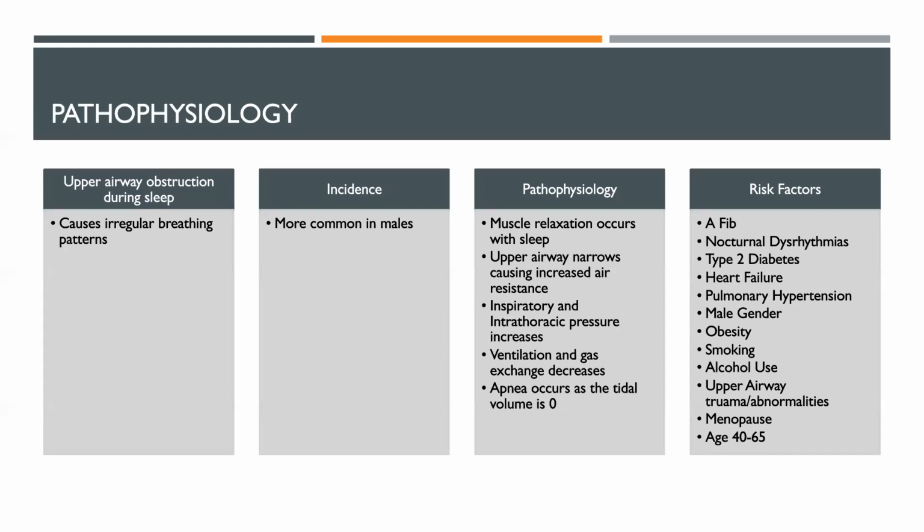The way that this happens is muscle relaxation often occurs while we're sleeping. And as that muscle relaxation occurs, the upper airway narrows, causing increased air resistance. Then our inspiratory and intrathoracic pressure increases as ventilation and gas exchange decreases. Once the tidal volume equals 0, sleep apnea occurs.